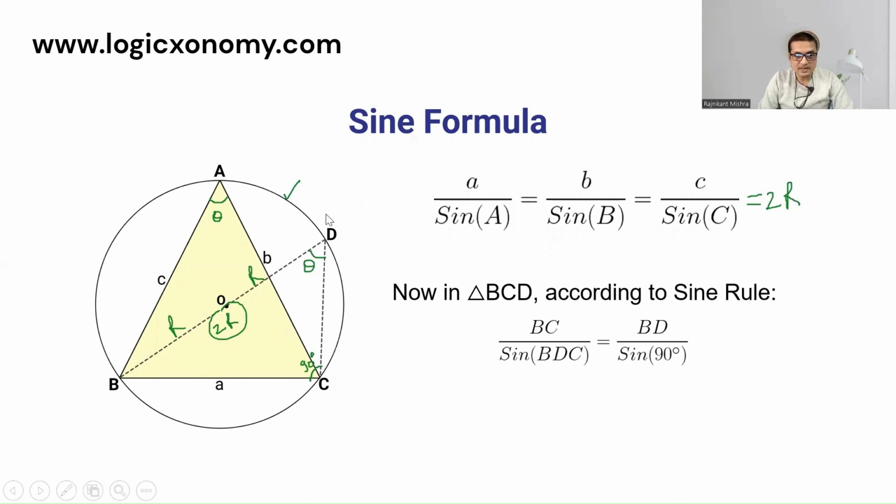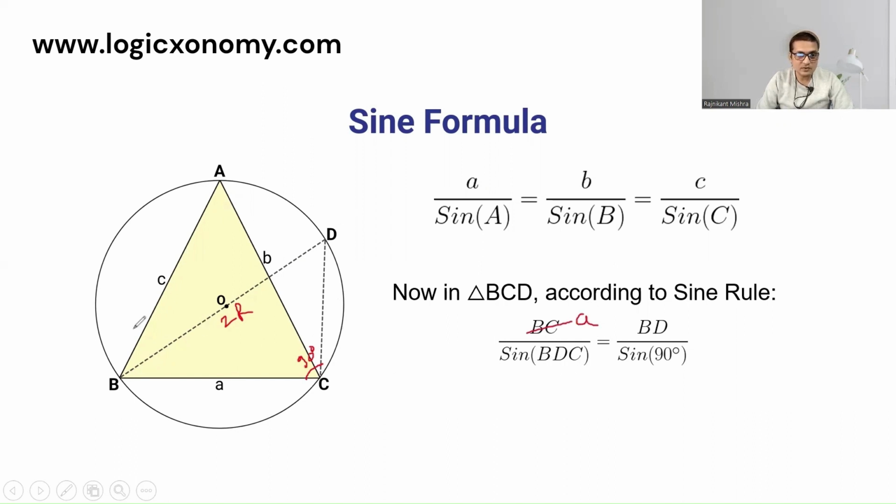BC by sine BDC is equal to BD by sine BCD. The angle and the side opposite to it. BC is equal to a.